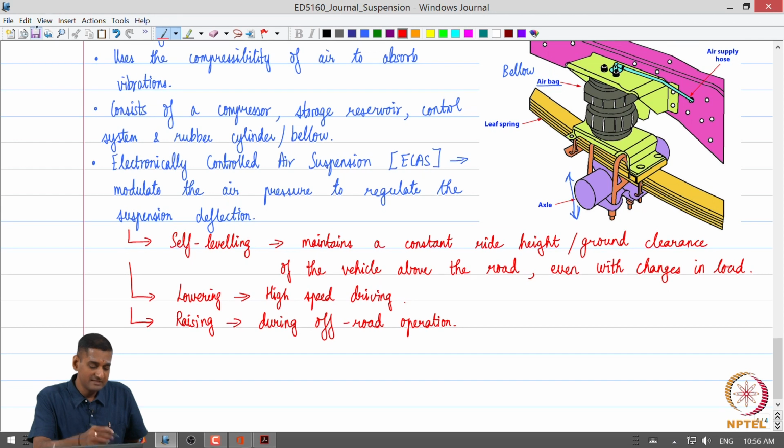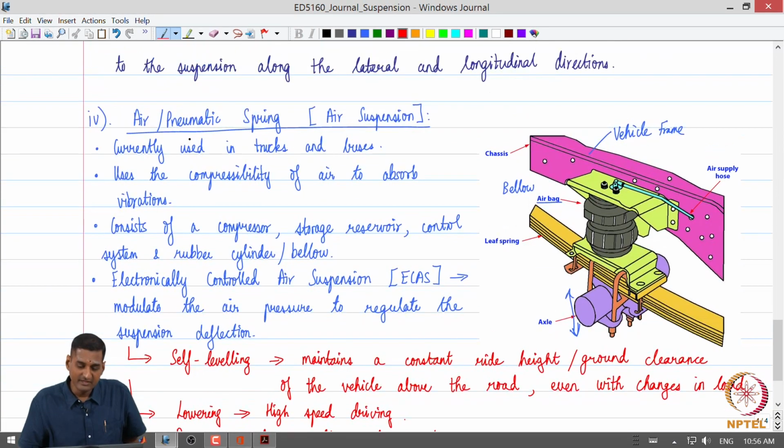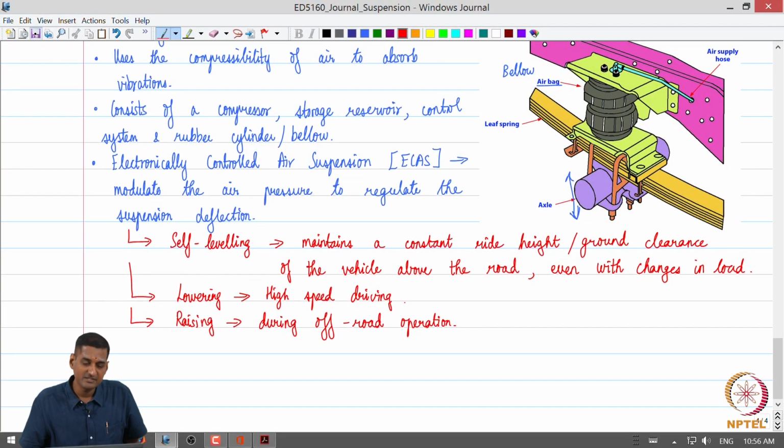Okay. So, that is a broad discussion of air suspension. These are some common springs or energy storage elements that are used. We would continue in the next class and look at shock absorbers and other components of suspension. Okay. Thank you.